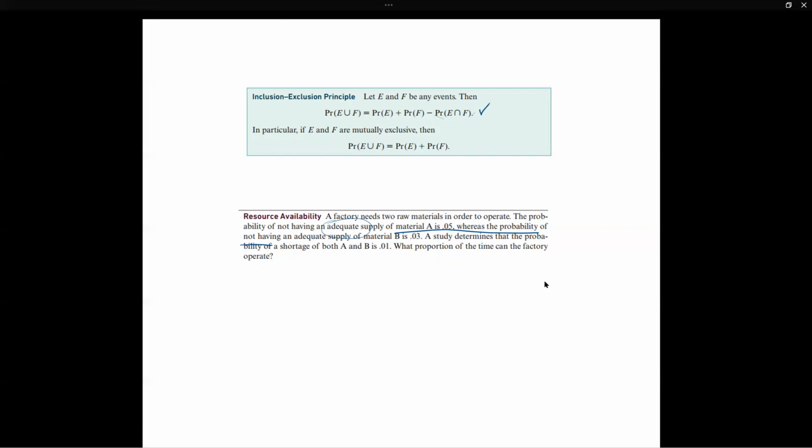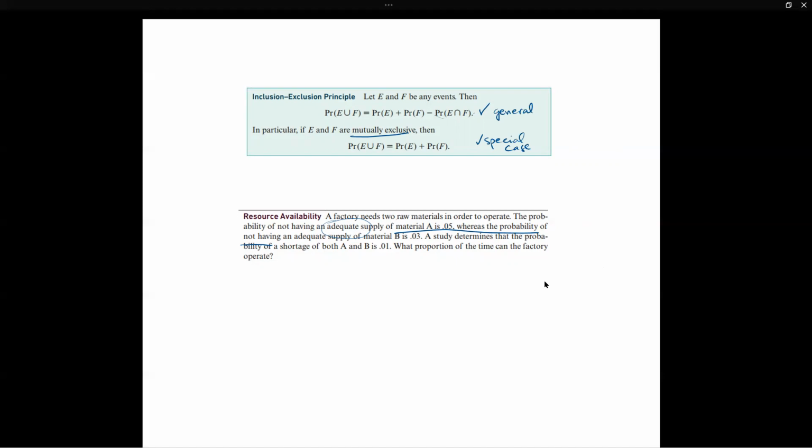Okay, so we're going to look at this example. So follow the formula this way, unless you know it's this case, right? So you can say maybe this is the general formula, and this is a special case if they are mutually exclusive, right? So a factory needs two raw materials in order to operate. Some word problems have sentences that are just extra, but this one is kind of important here, because it tells us that in order to operate, this factory needs two raw materials.